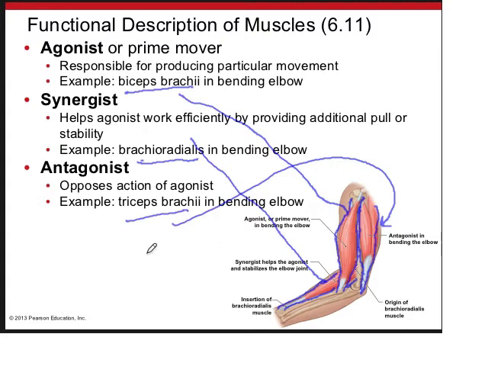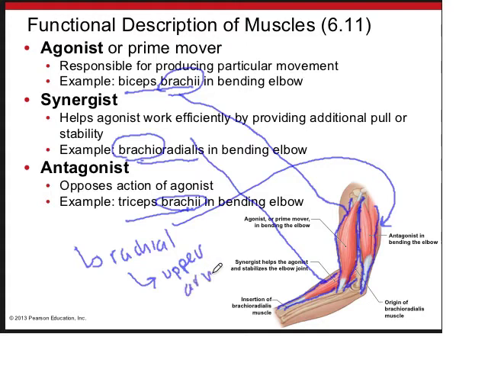Now, note something about the names too. Okay, brachii, or brachial, comes up in every single one of these muscles. What's the brachial region? It's the upper arm. Okay. Other descriptors. Biceps brachii. Biceps means two heads. So the biceps brachii is a two-headed muscle in the upper arm region.